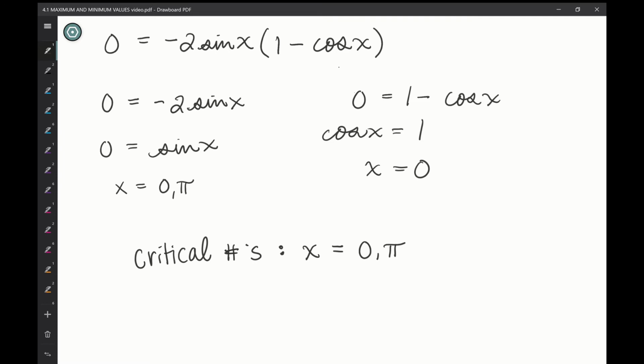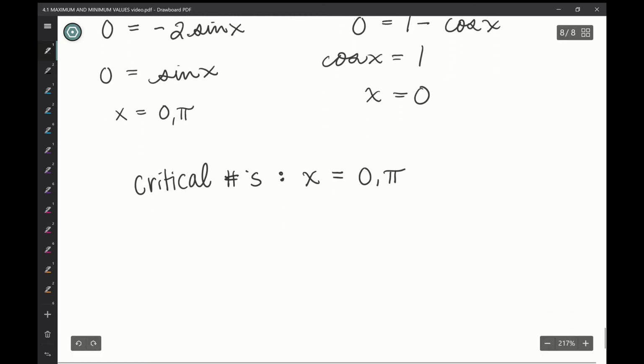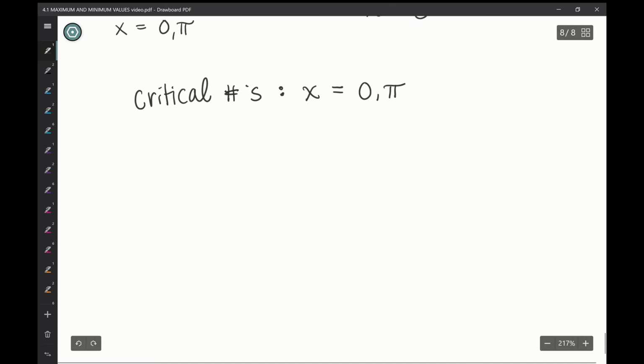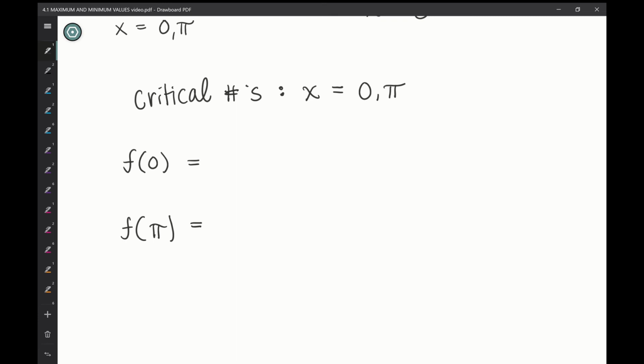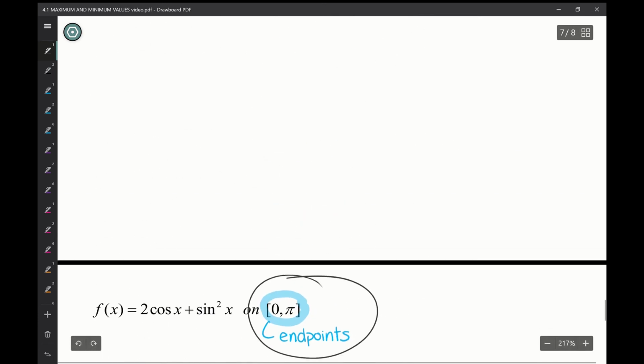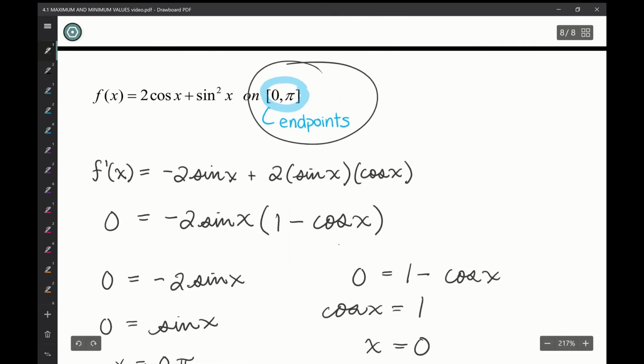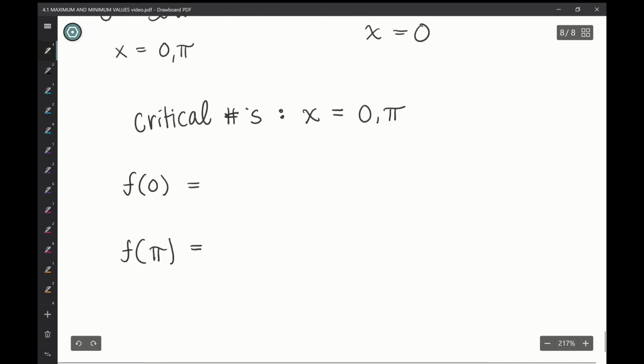Okay, so now that we have our critical numbers, we need to find our outputs for our function for each of those critical numbers. So we need to find f of 0 and f of pi. We need to make sure that we're careful that we're substituting back into our function, so that 2 cosine of x plus sine squared of x, not back into our derivative by accident.